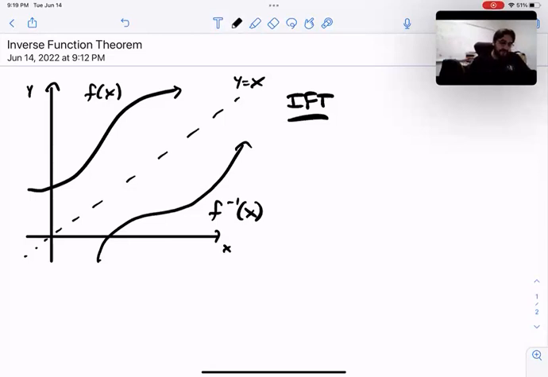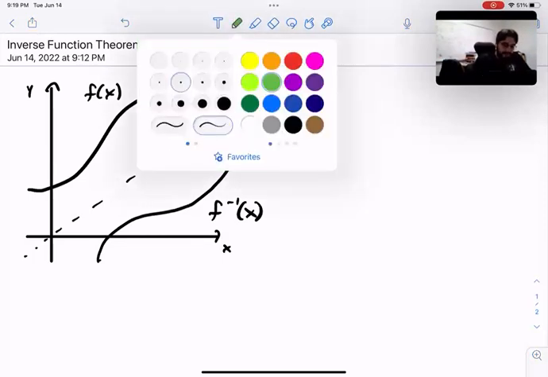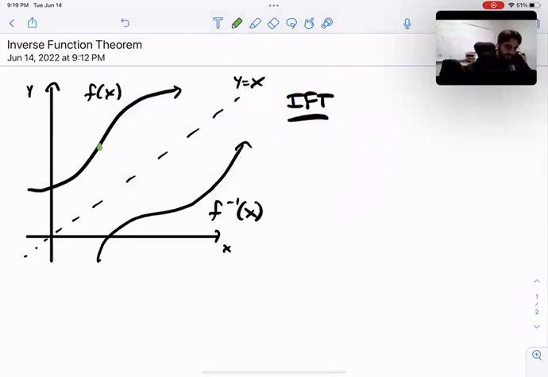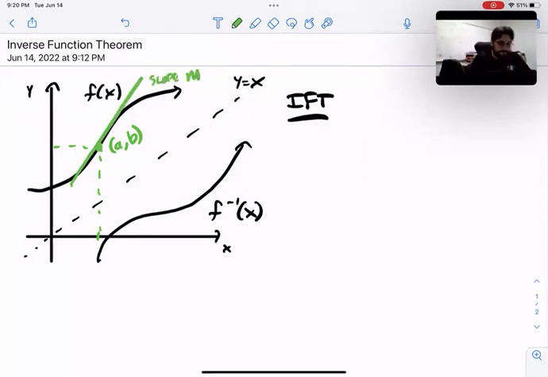So the inverse function theorem says that if you want to think about, say, we have some point, and let's say that point over here, let's call it A, comma, B, right? That would be a point on the graph of f. So I'm going to give that a name. Let's call that point A, comma, B. And let's say that at that point we have slope m. Right? Then what does that tell us about the graph of the inverse?